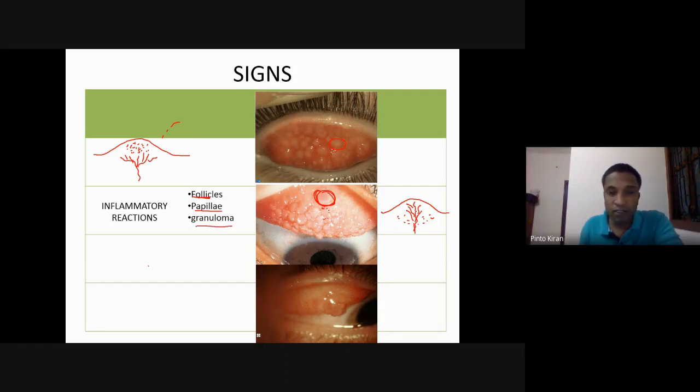Sometimes because of any retained foreign bodies, like maybe hair follicles, or any dust particle, or sometimes because of a suture material. In that condition, what happens? Again, you'll have an elevated lesion, either sessile or pedunculated. Okay, this is the conjunctival surface. It can arise like this, or from the conjunctival surface it might arise like this.